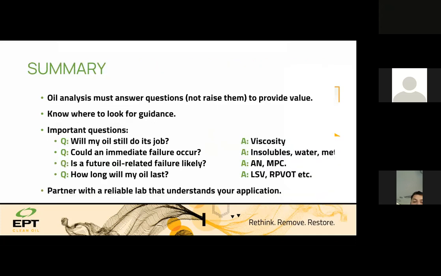As a summary, will my oil do the job? We need to check the viscosity. Is there any failure on the way? Check the insoluble particles, check the water content, check the metals from the new oil and then used oil. And then, is any future problem coming? Check the acid number, check the varnish potential. And then how long will the oil last in my turbomachinery? Will it make it to the next shutdown or the maintenance interval coming? Use LSV for the antioxidant levels and use the RPVOT.